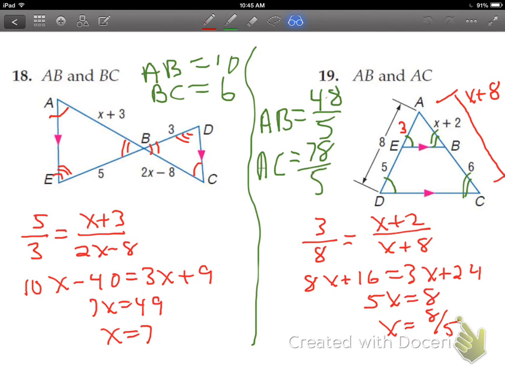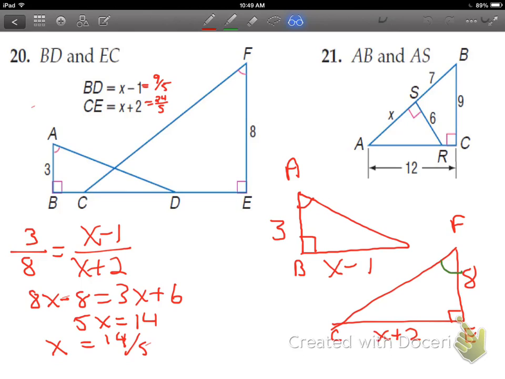The lengths of AB and AC then are 48 over 5 and 78 over 5 as shown. Okay, on number 20, again we're going to draw the two triangles separately. Triangle ABD has a right angle and an angle with 1 mark. Triangle FEC also has a right angle and an angle with 1 mark, so therefore they are similar by angle-angle.